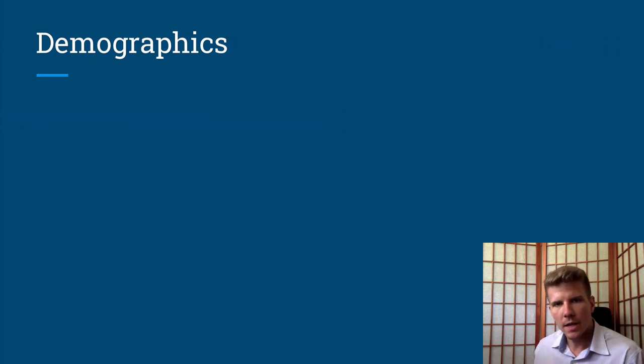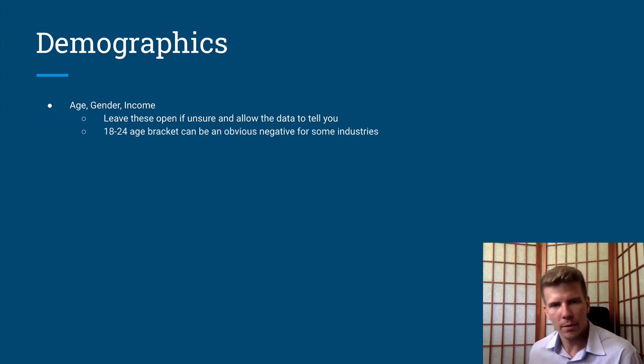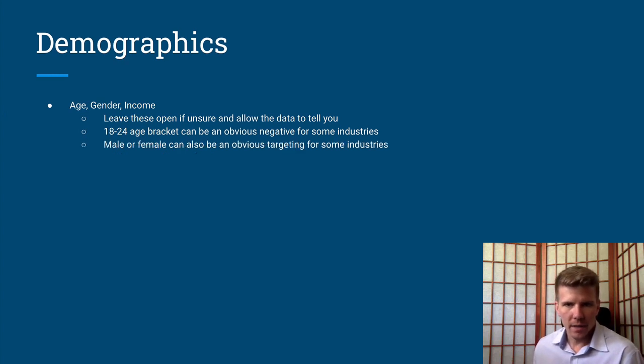Then demographics, for the most part, I would leave these open if you're unsure about it and just let the data tell you. And then down the road, you just place negative bid adjustments or just eliminate them. In general, a lot of times 18 to 24 is not going to be the best demographic. It can kind of surprise people though. So if there are some industries where it's just obvious this is not going to work, just take it out immediately. Same with male or female. It can be pretty obvious depending on the industry. But err on the side of negative bid adjustments first before pure negation.